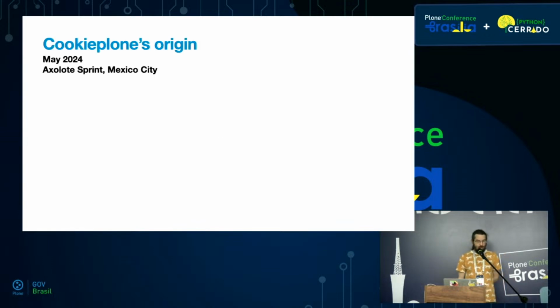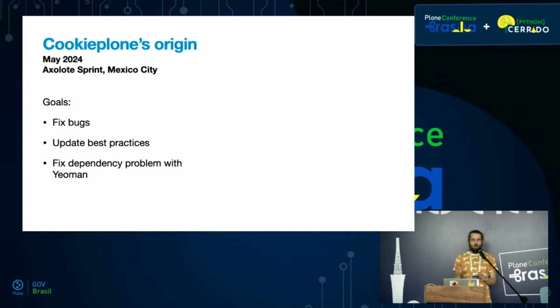So look back to May. I'm in Mexico City at a very nice sprint organized by Dante and Gil and Adriana. And I went there thinking, I want to do some work on cookiecutter Plone starter. There's some bugs that I'd like to fix, and some best practices that were doing things a slightly older way. There was this dependency problem where the generator that we were using in Volto was built using Yeoman, which nobody was really maintaining for newer versions of Node anymore. So that was something we needed to figure out.